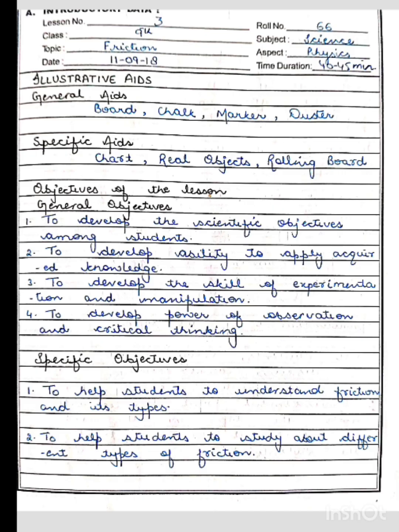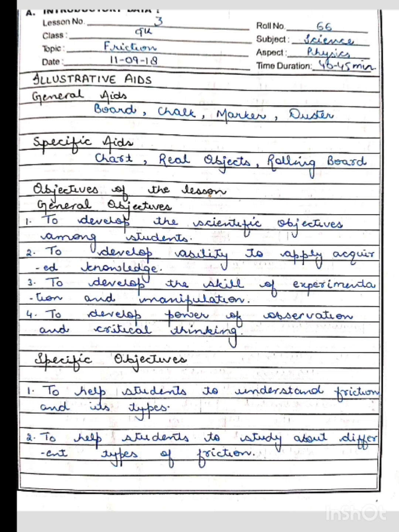Already told you that in general aid we have to write board, chalk, marker, duster. So these are our general aids that we use in the classroom, a daily classroom. Specific aids need to be changed according to the lesson plan, like chart, real objects, rolling board. You can also write the real objects, meaning the thing you are going to deliver in the lesson. You can write the name also of that thing.